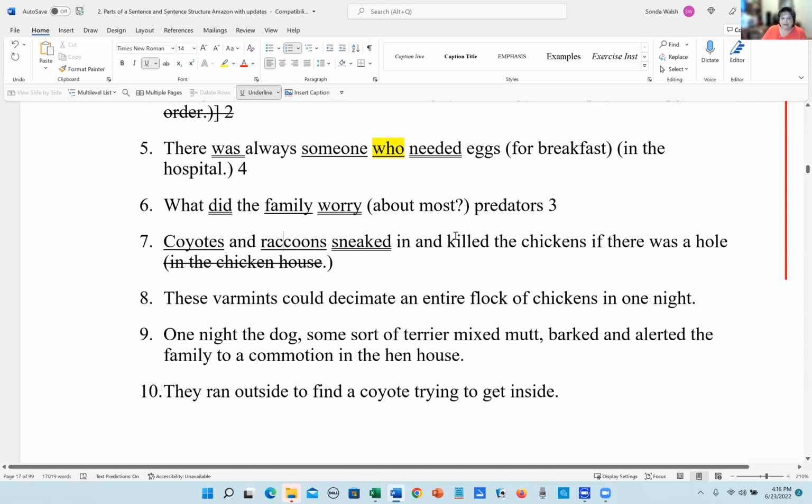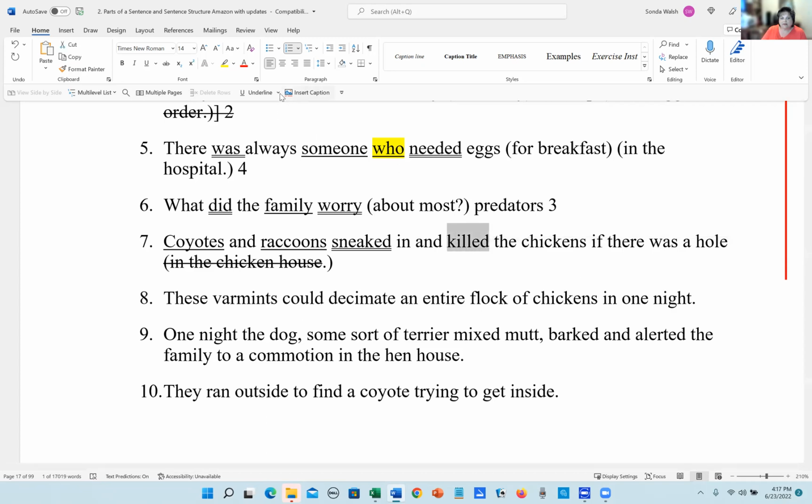Okay, in and, oh, this is interesting because in tells where. Now I have another and. So is this and joining? What's it joining? It's joining the verbs. I have another ed word. So I'm going to underline killed. So we have a compound subject and a compound verb. The coyotes and raccoons sneaked and killed the chickens.